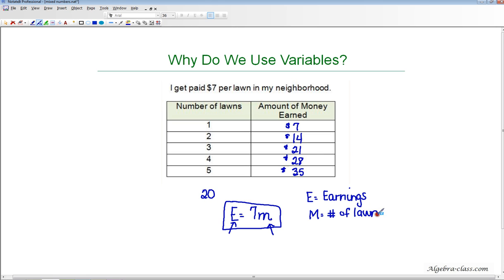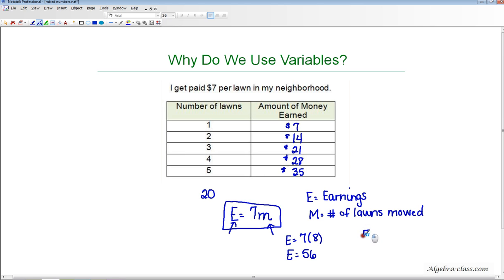But I can now use this equation that has variables to figure out how much money I would earn based on any number of lawns, because this number could change. I could substitute m for 8 and say I'm going to mow 8 lawns this week. That means that I'm going to make 7 times 8, which is $56.